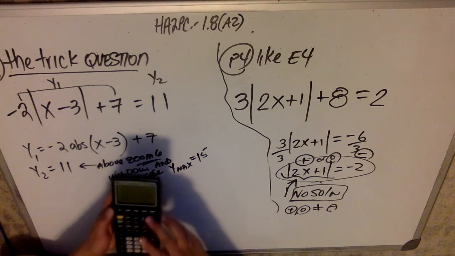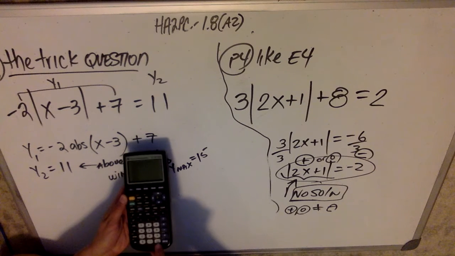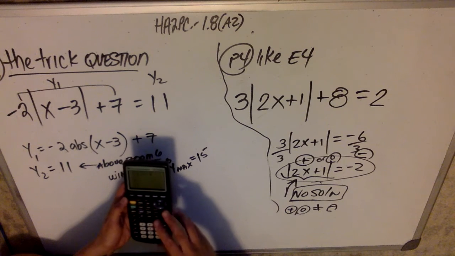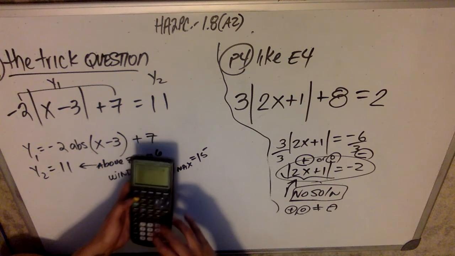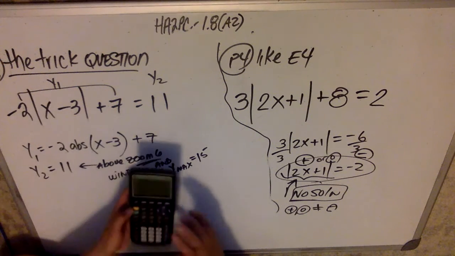I'm going to go to my y equals. I'm going to type in negative 2. Remember, using the negative button, not the minus. The negative button is right here, right? So negative 2, math over to number, abs, and then I'm picking x minus 3 plus a 7. It is important that you close this parenthesis because the 7 is not inside the absolute value.